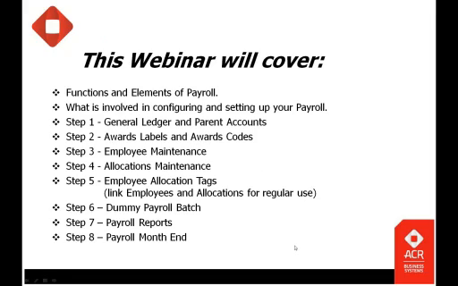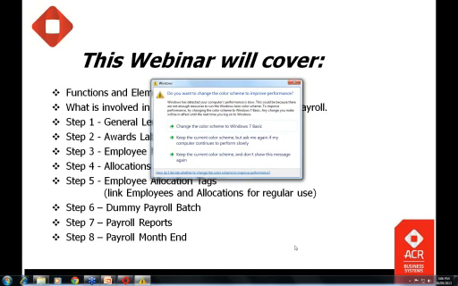Okay, this is an overall view of the kinds of things we'll be covering today. Starting from general ledger and your parent accounts and setting that up. Your awards, labels and codes, setting up your employees, ensuring your allocations are set up correctly, setting up your employee allocation tags, processing a simple payroll batch, and looking at various reports and month-end procedure.